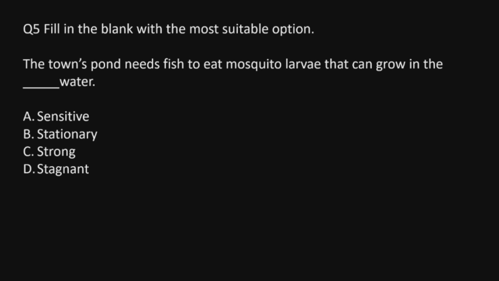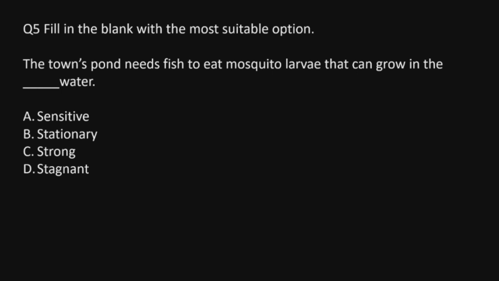Now let's see the fill in the blanks with most suitable option. The town's pond needs fish to eat mosquito larvae that can grow in the dash water. Now here actually it's not a verbal question, but it is also a general knowledge question. If you know how and where mosquito larvae is produced, then you can answer this question in 1 second.